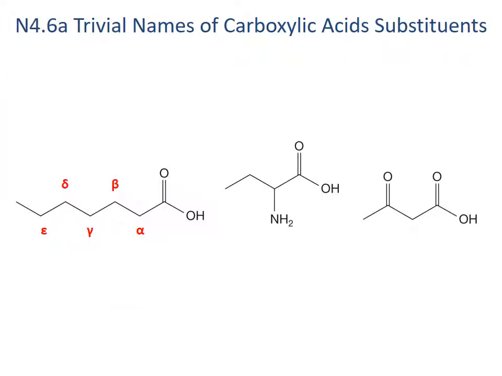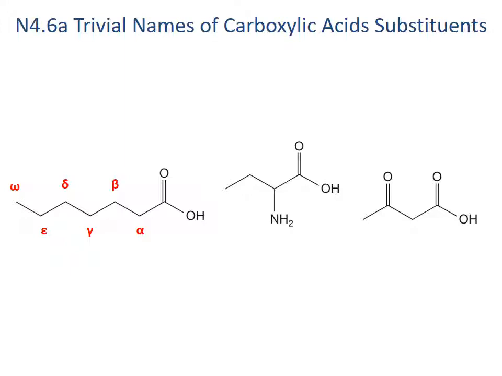Along with the trivial names for the carboxylic acids themselves, we also give trivial names for the positions relative to the carboxylic acid. So the first carbon off of the carboxylic acid carbon is the alpha, then the beta, then the gamma, then the delta, then the epsilon, until finally, at the very end of the chain, we get the omega carbon.